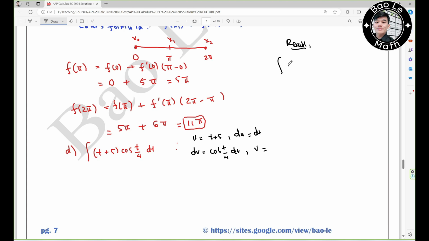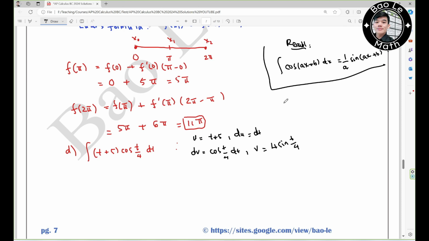To integrate cosine of as plus b ds is going to be 1 over a sine of as plus b plus the constant. Alright, so keep that in mind. 1 over 4, it should be 4. So 4 sine t over 4.